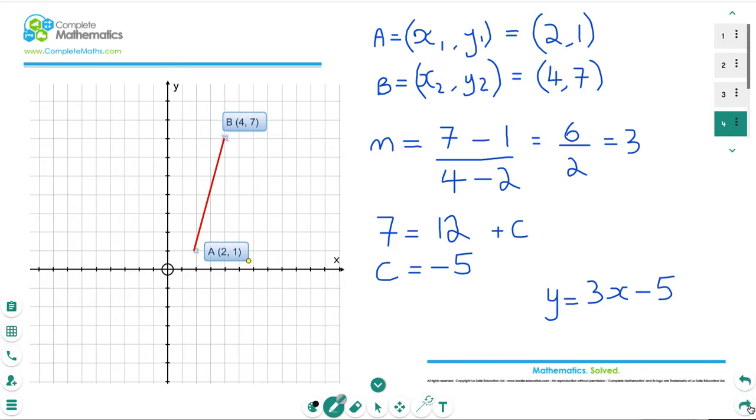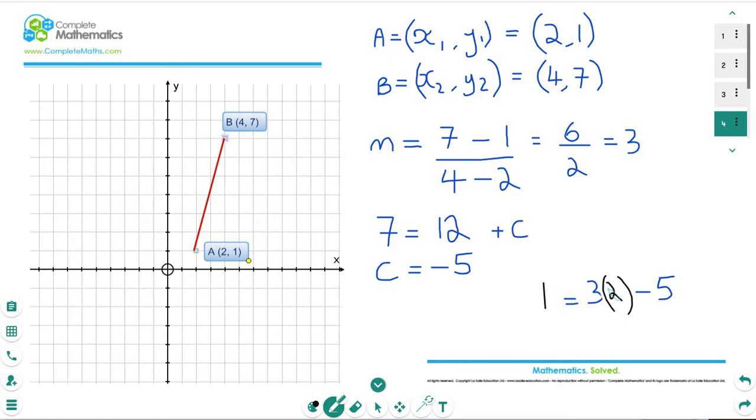If we substitute our first coordinate pair, we can check whether that is actually going to be the same. So I'm going to replace the y with a 1, and I'm going to replace the x with a 2.